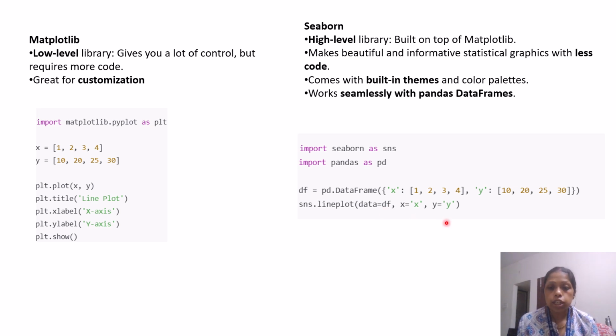So you have to pass three arguments mainly. First you have to call the data frame. This you have to store in the data argument. Then you have to call the columns with respect to which you want to plot x and y. So x is equal to this column name you have to write, and y is equal to the second column name you have to write. Okay, so in this way you can do the code in seaborn.